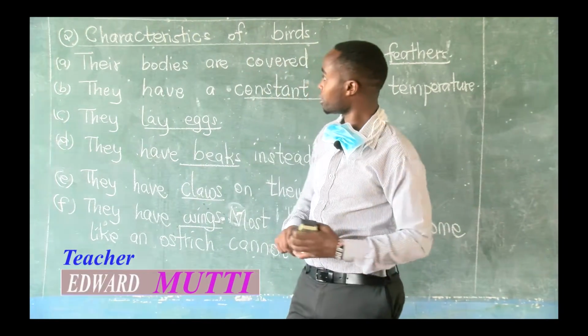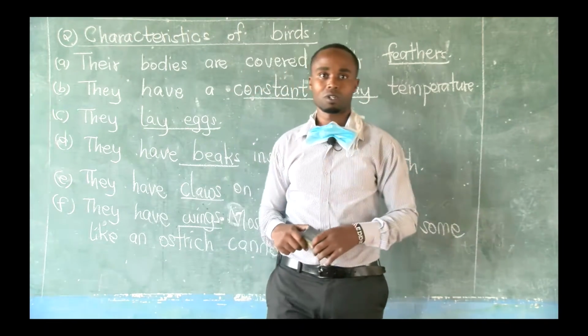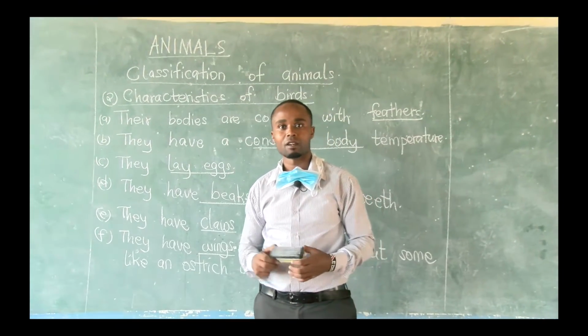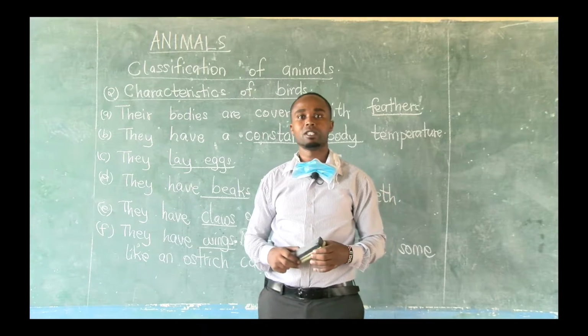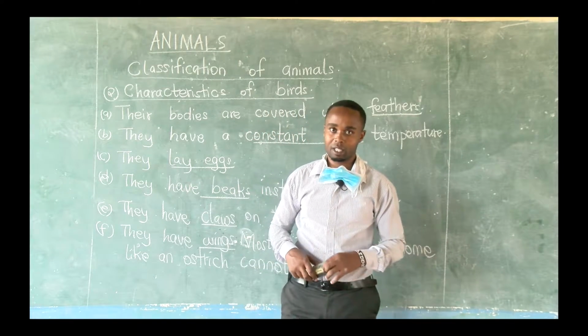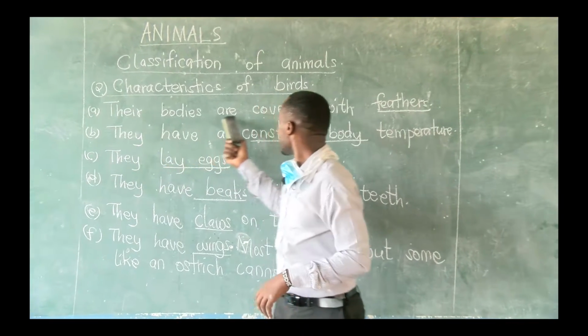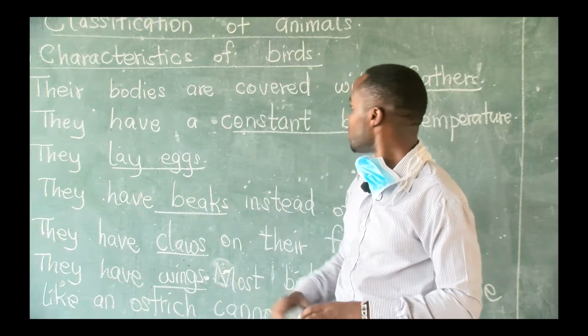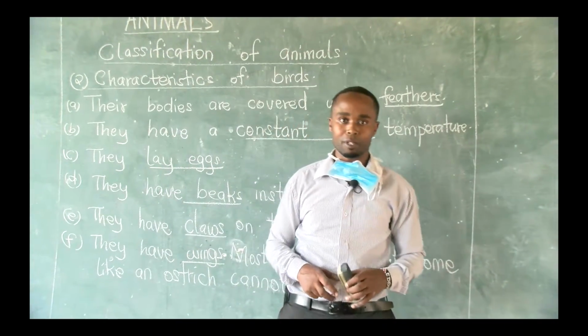So today, I want us to move on to number 2. We are talking about birds. So we'll give out the characteristics of birds, and then after that, we'll give out examples of the birds that we know. So one of the characteristics of birds, their bodies are covered with feathers. So I've written for you that their bodies are covered with feathers. When you look at birds, for example, the picture that I'm showing you there, you see that the birds are covered with feathers.